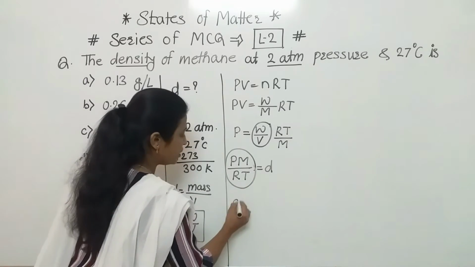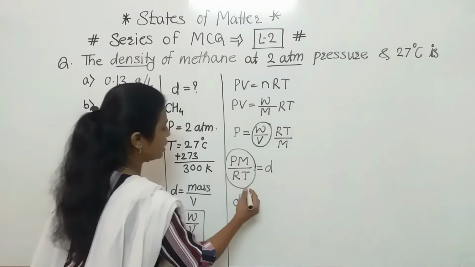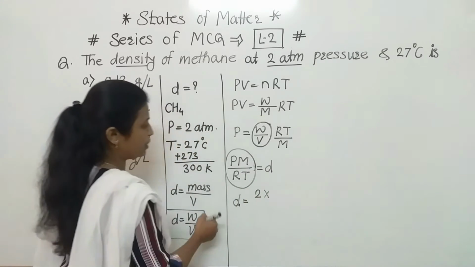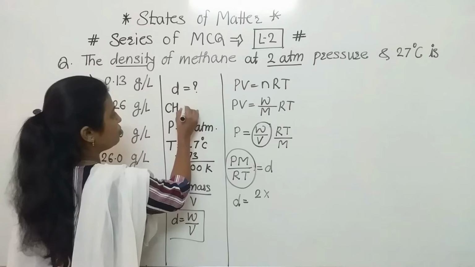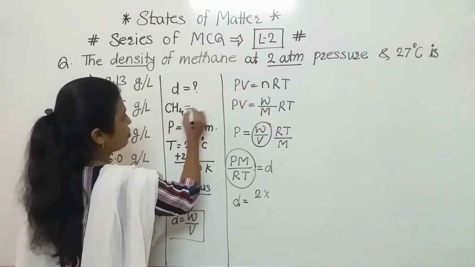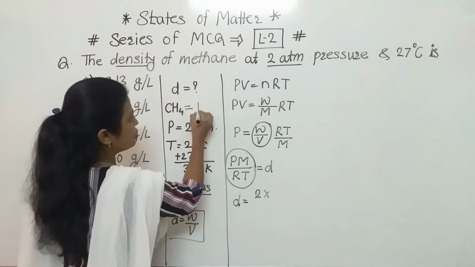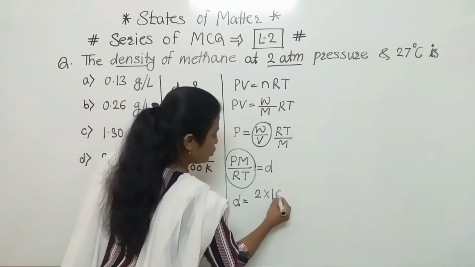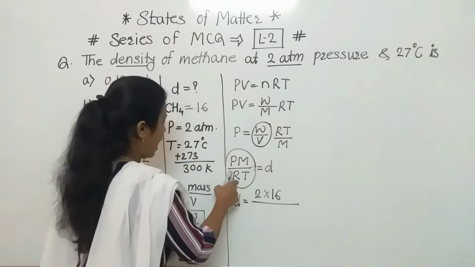Now simply we have to put all the values and we can calculate that density. Density is equal to pressure, 2 atmospheric pressure, times molar mass. What about the molar mass of methane? That is carbon 12 plus 4 hydrogen, that is 16. So into 16 divided by the R value.